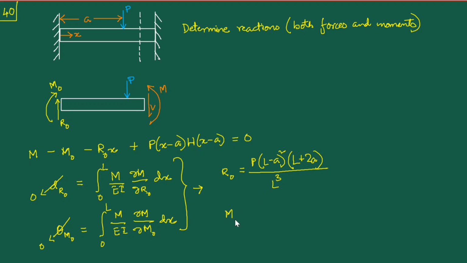And for M0, we are going to have minus P times (L minus a) squared times a divided by L squared, and again you note that this is indeed dimensionally correct, because this is meter squared, in the denominator you have meter squared, and this meter remains, so this is Newton meter, and that is the unit of M0. So at least again it is dimensionally correct. So these are our answers.